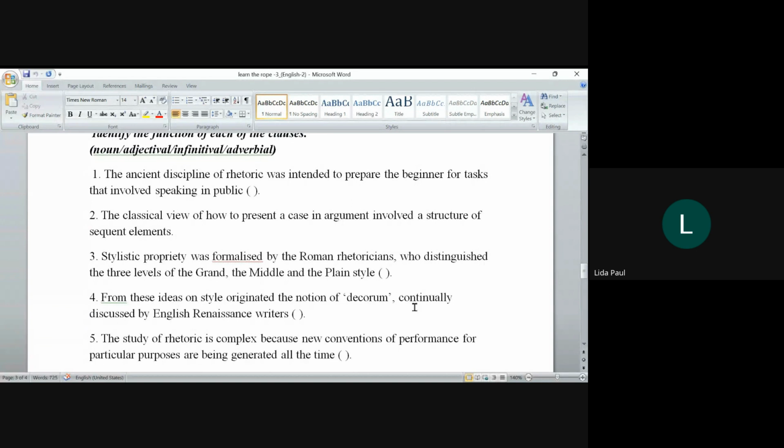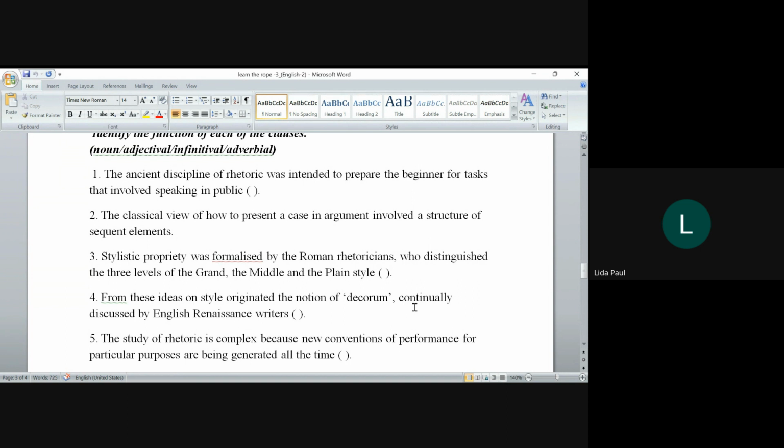Okay. So what is tasks now? It's a noun, right? So it will be a noun clause. No, no. Tasks is a noun; "that involved speaking in public" is a description for that. It's giving additional details about the task. So it's modifying the task. So what is it? It's an adjectival clause.